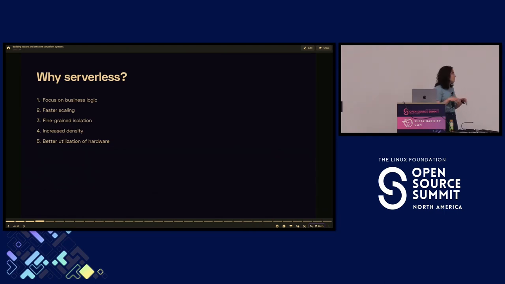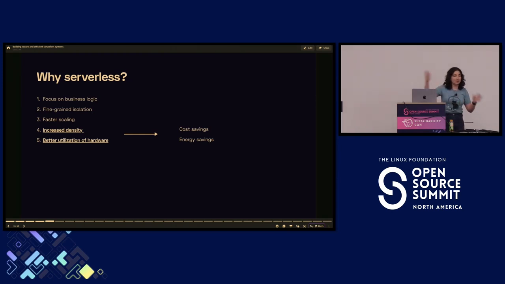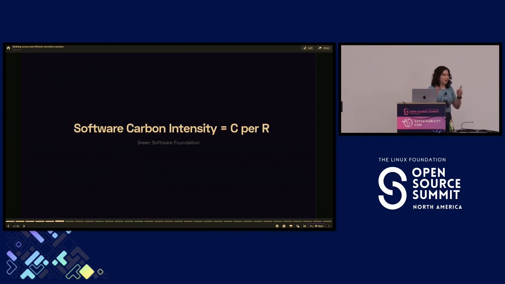And then the last two are really important ones to think about for sustainability. When you have all that serverless aims to do, you have increased density. So you can host more applications on one piece of hardware if they can scale up and down really fast. And all that means is that we have better utilization of our hardware altogether. Those two are the ones we're focusing on. And what that leads to, when we need less hardware to do the same things, is cost savings, which is great for people who care about costs. And then for other people, that's energy savings, which is great for the people who care about the carbon intensity of their software.